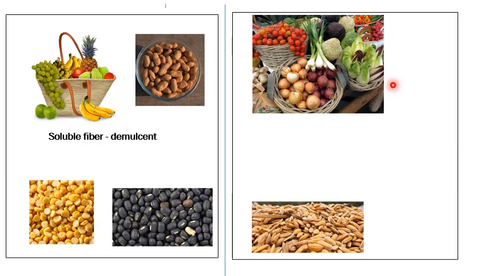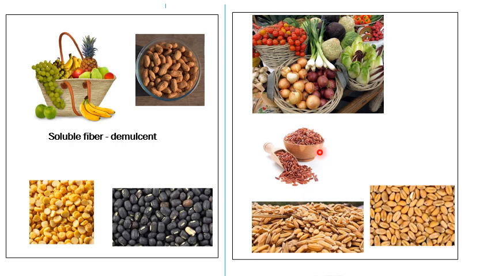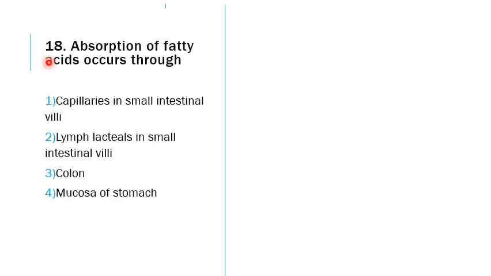Next, the insoluble fiber. These are present in most of the vegetables, and then the cereals or grains, like rice. The husk and the bran will have it, the inside endosperm will not. Red rice, and then wheat, are shown here. The insoluble fiber helps in moving the food faster along the digestive tract, and hence this will act like a laxative.